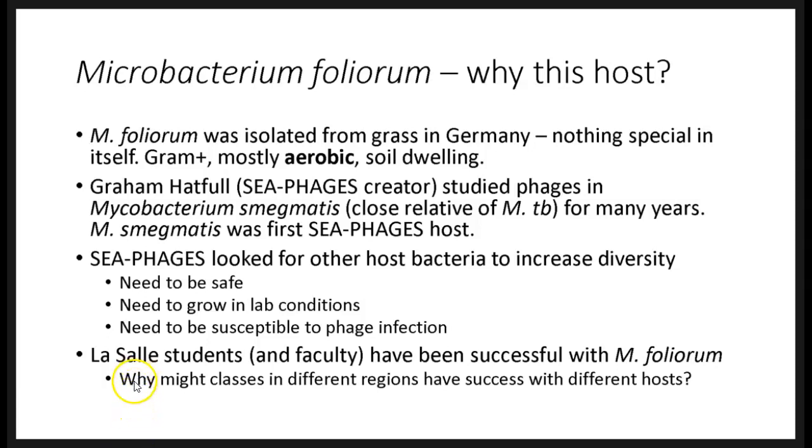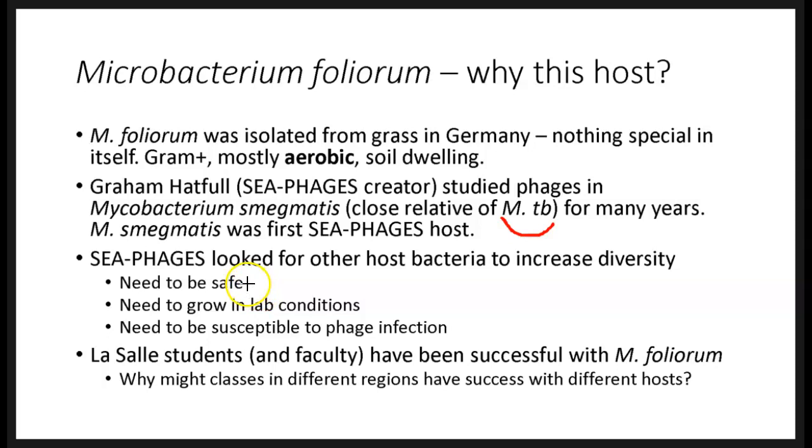Graham Hatfull, who is one of the creators of the SEA-PHAGES program, in his lab, has, for many years, studied the actinobacteria Mycobacterium smegmatis, which is a close relative of Mycobacterium tuberculosis. And he studied M. smeg because this bacteria is a good laboratory organism to study in relation to this pathogenic M. tuberculosis bacteria. So M. smeg was the first SEA-PHAGES host. But after looking at all the diversity in M. smeg phages, SEA-PHAGES decided to use other hosts to increase the diversity of viruses that we look for.